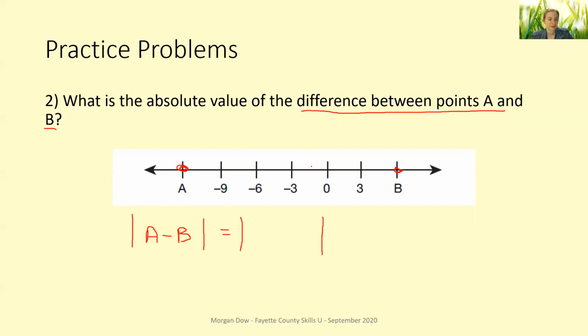Point A is at, well, we're counting down here by 3s, it looks like. So -3, -6, -9. A is at -12. And we want to subtract, right? We're subtracting A and B. B is at +6, right? 0, 3, 6 is where B would be, so 6.